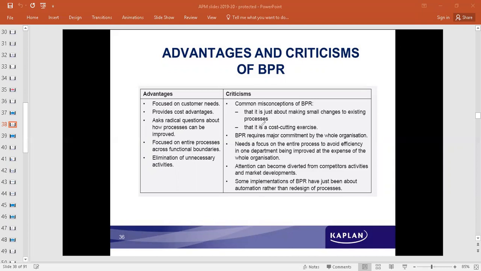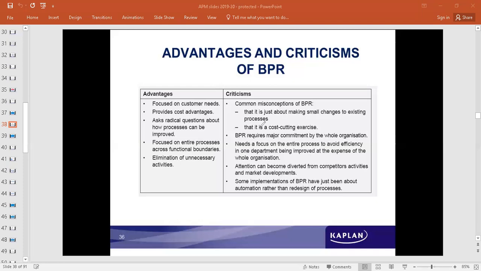BPR requires major commitment by the whole organization. Even if the changes are implemented phase by phase, everybody's attention is required. Everybody's focus is there on that phase when the changes are brought about. So it requires the focus of the entire organization. It requires major commitment by the entire organization.